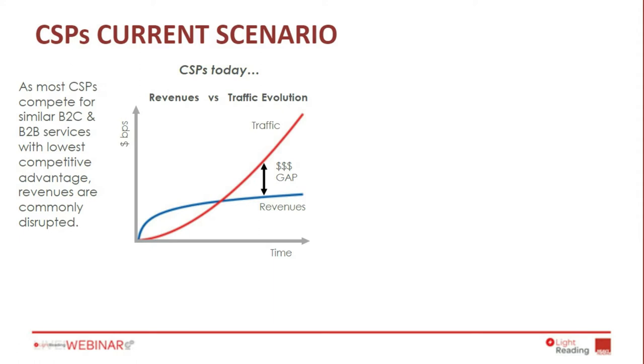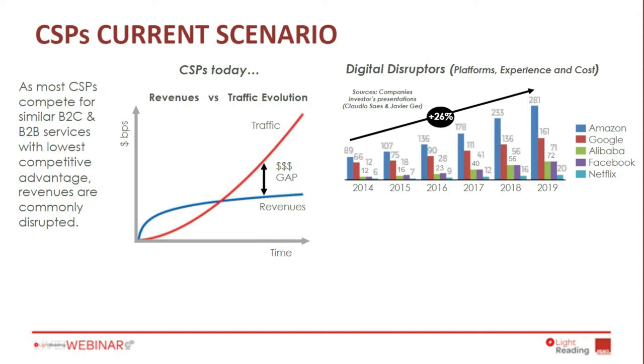This traffic comes from the digital disruptors who are responding to dynamic consumer demand based on the combination of platform, experience, and cost, which is the typical disruption formula. In the past 5 years, the telco industry has been one of the worst performing sectors for investors. Many companies have huge debt and are under pressure to invest in 5G and full fiber networks. And as you can see, on the other hand, hyperscalers are scoring higher revenues.